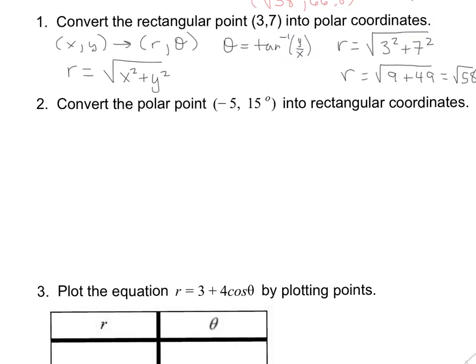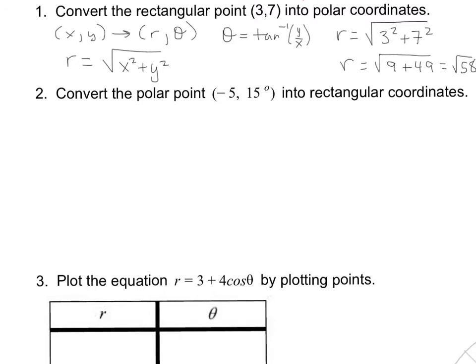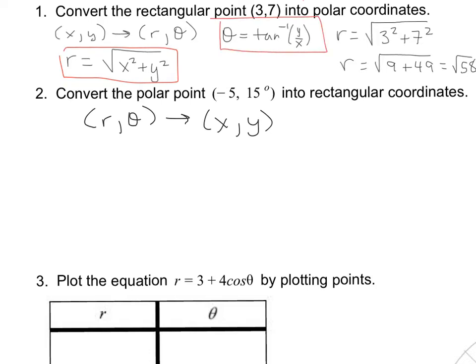Okay, let's look at number 2. It says convert the polar point negative 5, 15 into rectangular coordinates. So this is saying we have r and theta. We know what r and theta is. We want to turn that to x and y. Well, just like we had these formulas up above where we had r was equal to this and theta was equal to this, we have even easier formulas when we're going from polar to rectangular. We know x equals r cosine theta. And we know y equals r sine theta.